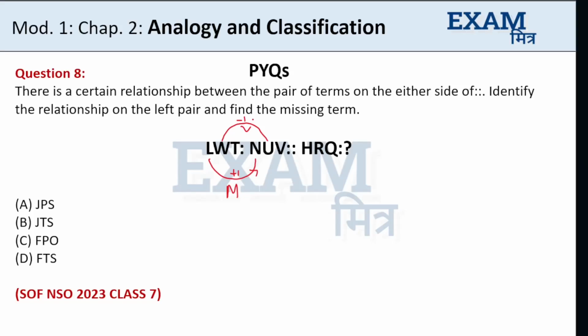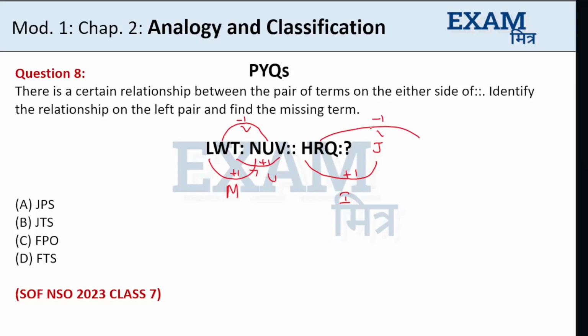And what are we skipping? We are skipping V. Similarly, for T and V, T, U, V, we are skipping U, and it is a forward skipping. So we need to establish this type of relation in the second pair as well. So that means we need to skip a forward relation for H. That means H, then I. That means this must be J.